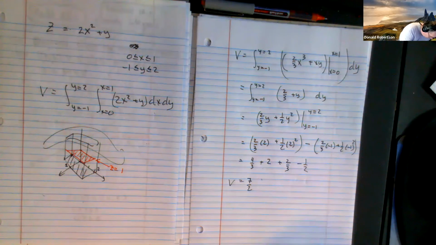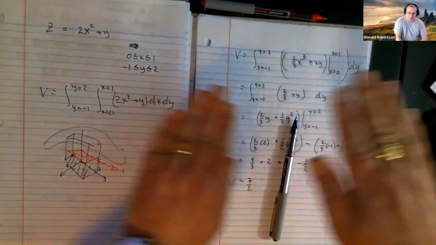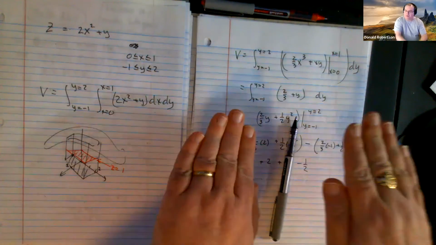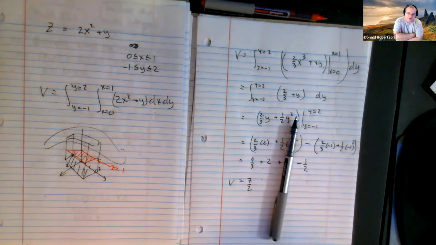So how do you cope with the fact that we're not using the floor, the XY plane? We're actually using Z equals 1. How will we find this new volume? It's not as difficult as it sounds, actually.